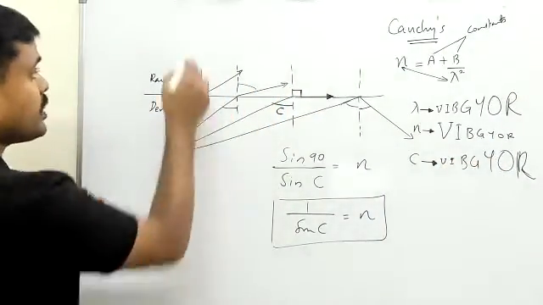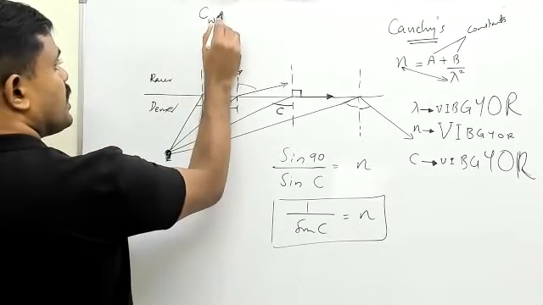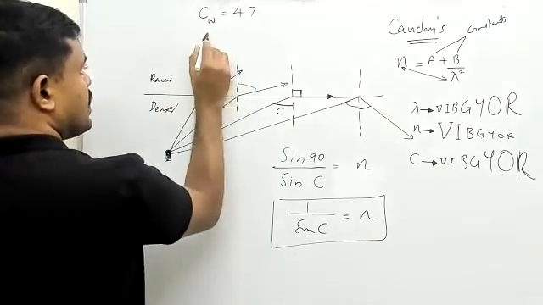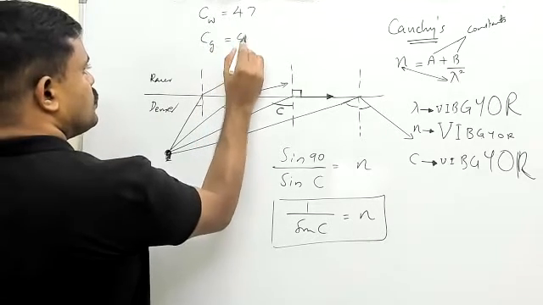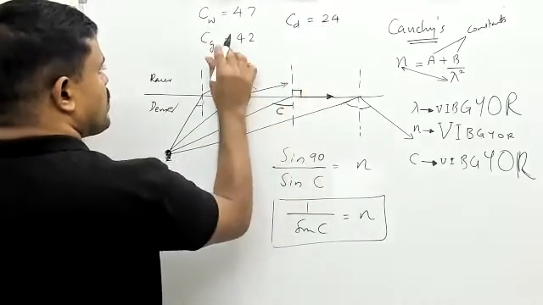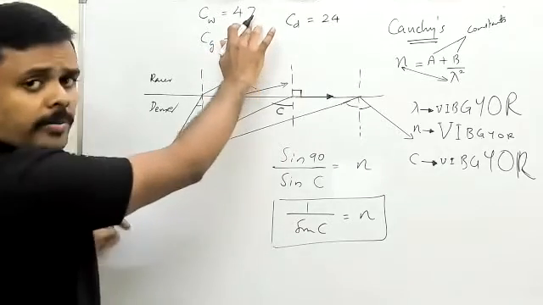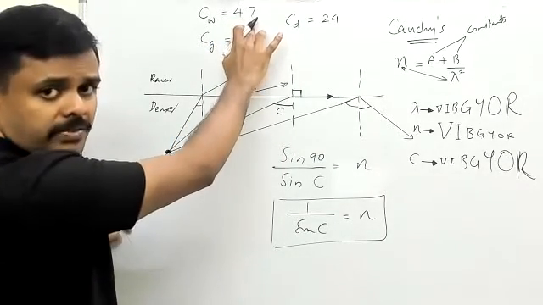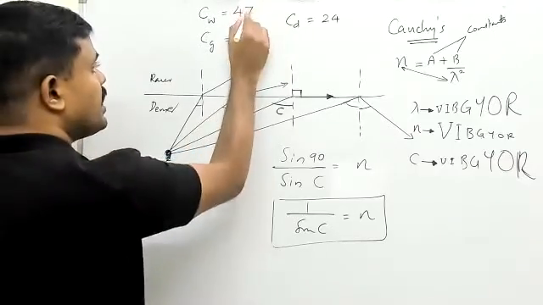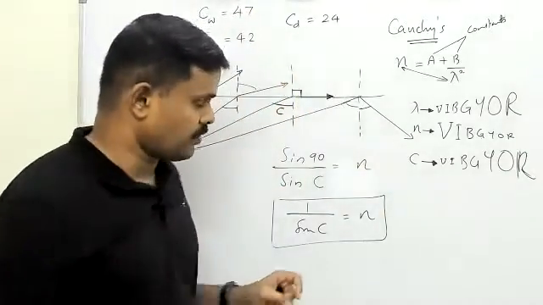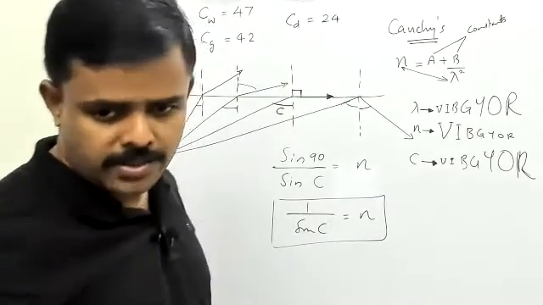All right, and you have to know the critical angle for water. Critical angle for water is 47, for glass is 42, and for diamond is 24. You have to learn this by heart. 47, 49, I don't remember. Anyway, I have to check, I'll correct it later. It's either 47 or 49. Anyway, critical angle for glass is 42, and that for diamond is 24 degree. Did you understand all these things?